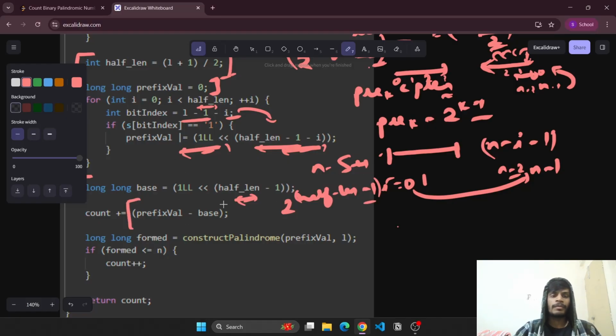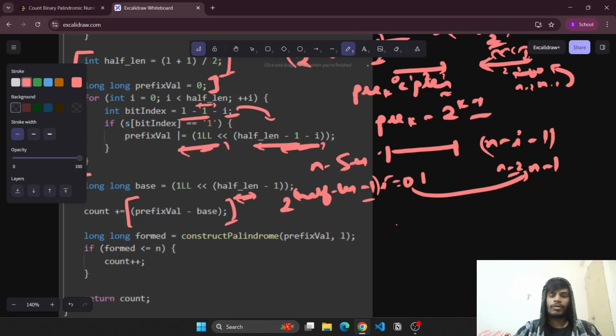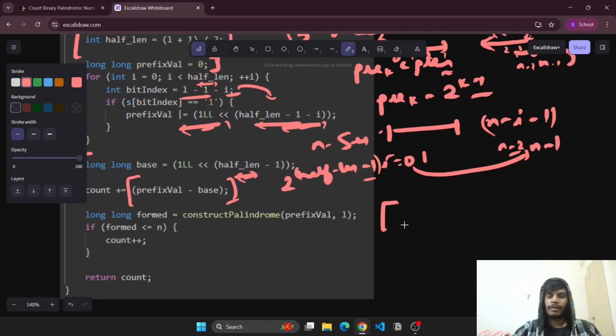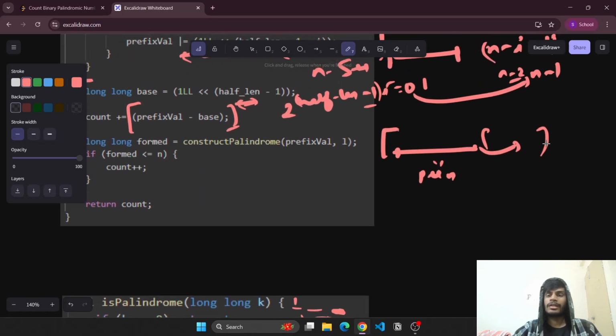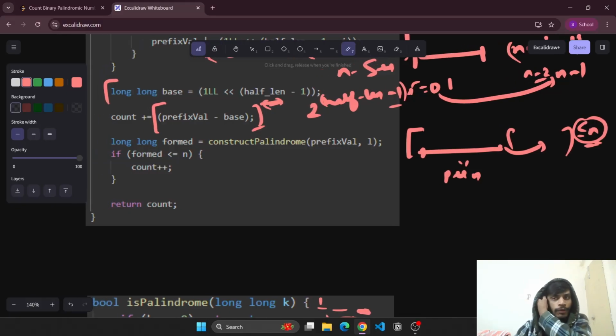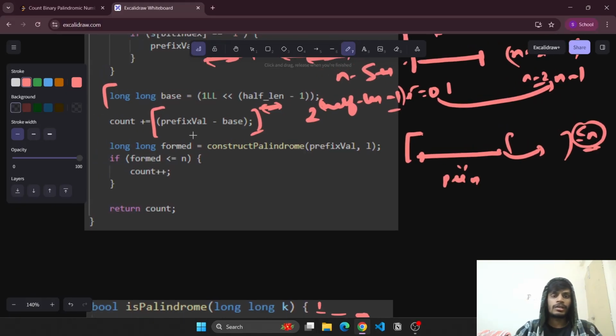So it will be prefix val minus base. And for now we need to account for the case where we'll be keeping the first half length part the same and then mirroring it. Okay, so it will be the same as prefix of n only, and then we'll be mirroring it to see whether the newly constructed value is less than or equal to n or not. This was the case for the final case. Okay, so we need to construct this palindrome from the prefix value that we have till length L. So we'll call this construct palindrome function, and if the number that we have formed is still less than or equal to n, then we need to increase our count by 1.